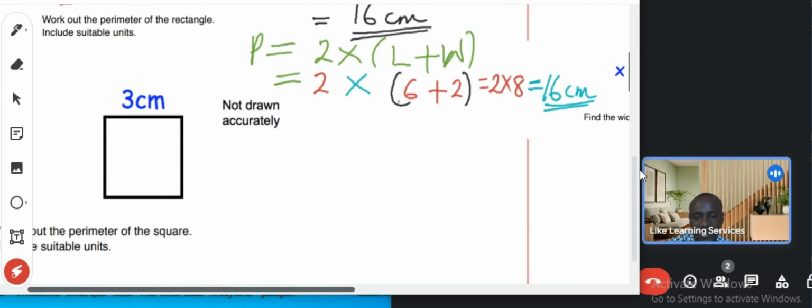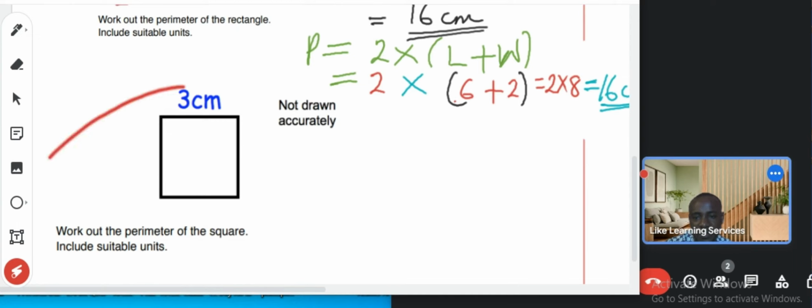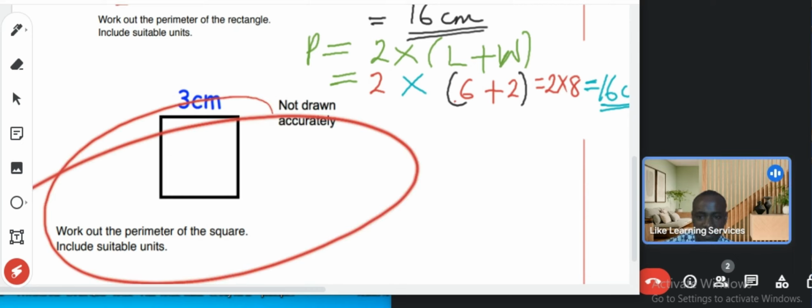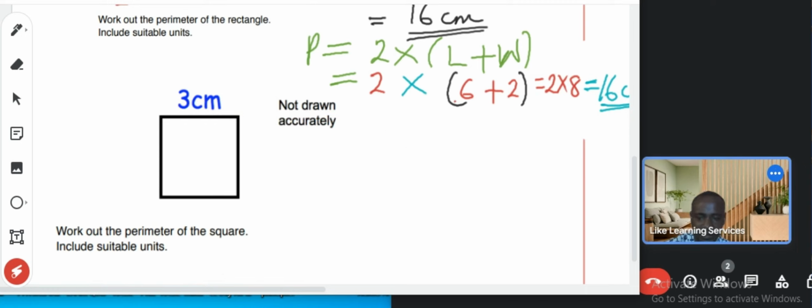Read out the question for this next one here. Oh, 3 centimeters. Read out this. The question is below it now. Work out the perimeter of the square. Include suitable units. So it says work out the perimeter of the square. You know what a square is now?